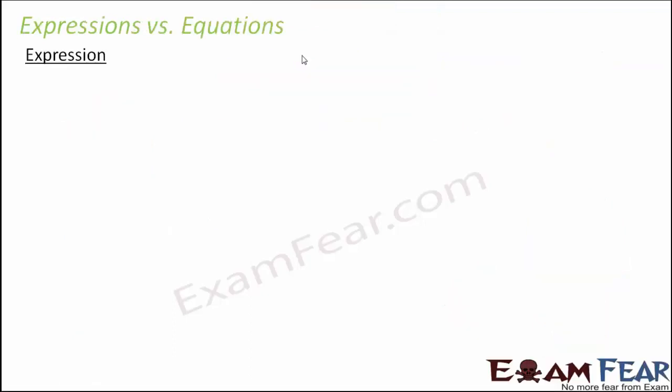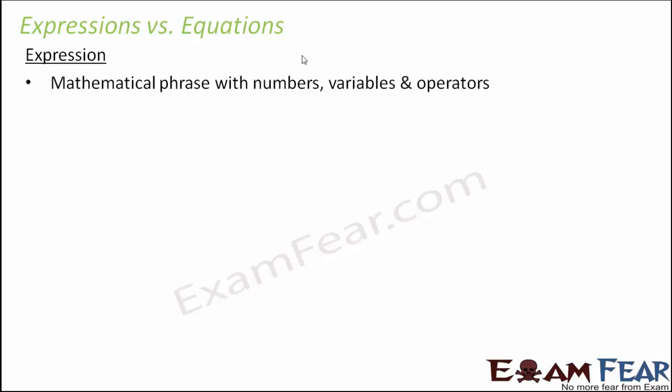So let's now talk about expressions and equations. When we talk about an expression, it is basically a mathematical phrase with numbers, variables and operators. Till now you might have heard the term phrase mostly in your English grammar. We talk about phrases in English. Now in mathematics also we have phrases. What do we mean by phrases? Phrases are nothing but numbers, variables and operators all combined together. So they form a phrase.